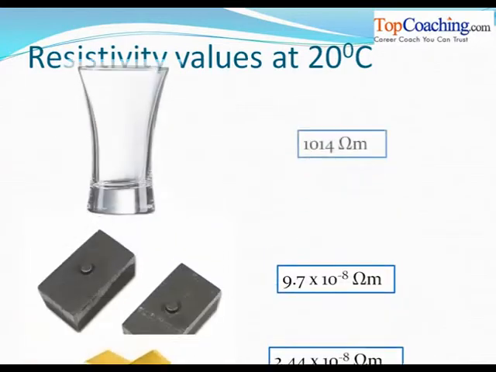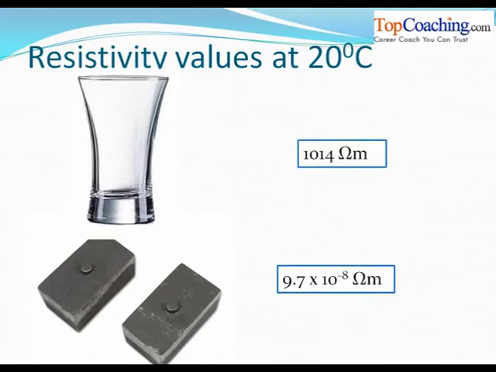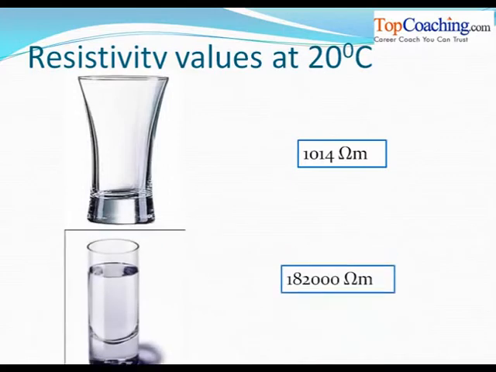Glass offers immense resistance to the flow of electric current. In fact, have you ever seen electric wires made of glass? Never, because glass is an insulator. So the resistivity of glass is 10 raised to 14 ohm meters. A very, very bad conductor of electricity is water. Its resistivity value is 182,000 ohm meters. That is 1,82,000 ohm meters. Salt water, however, conducts electricity much better than ordinary water. This water that we are talking about is distilled water.